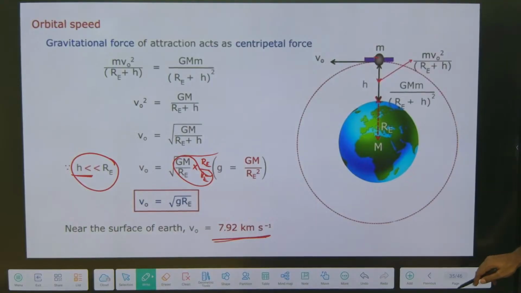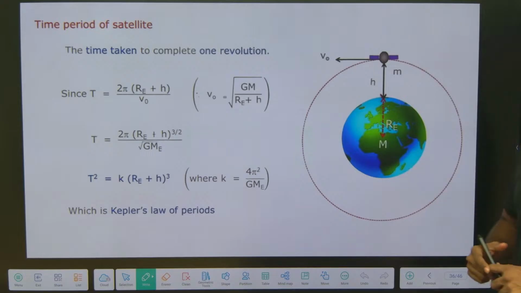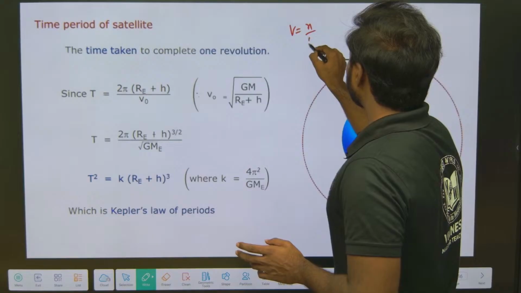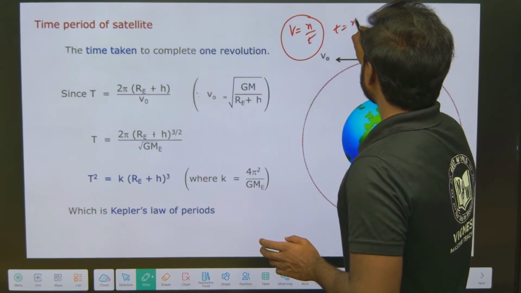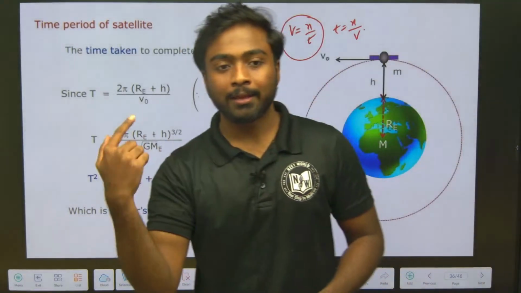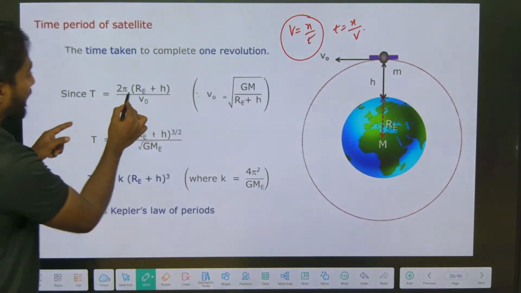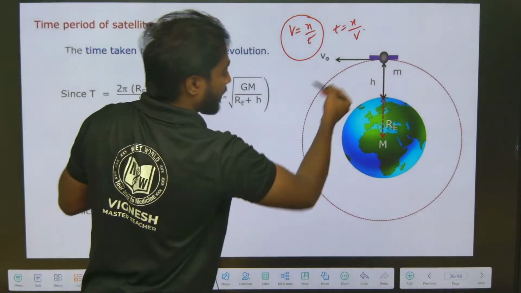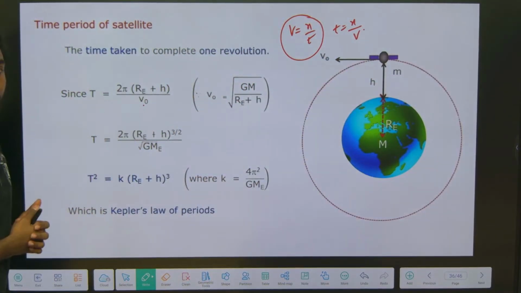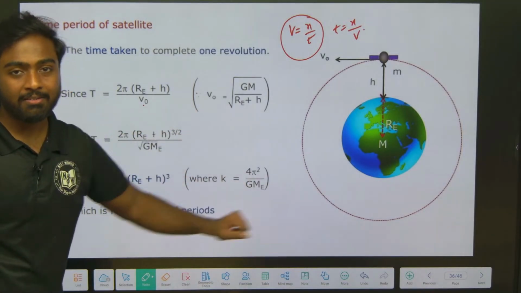Now some more topics we will see, that is the time period of the satellite. How to calculate the time period? We know that speed or velocity equals displacement by time, where time equals displacement by velocity. So what is the displacement of the circular path? It is 2 pi r, the circumference of the circle. So 2 pi into r plus h, we are calculating for the orbit, so radius of earth plus the height, divided by the velocity of the orbit. We know the velocity of the orbit, which we calculated in the previous slide.